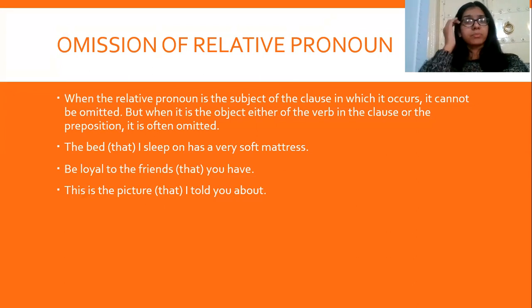A similar situation is with, be loyal to the friends that you have. So now you do not need to use the word "that" here: be loyal to the friends you have. This is the picture that I told you about. Again, the picture is the object. You do not need to put "that." The relative pronoun is omitted here. This is the picture I told you about.